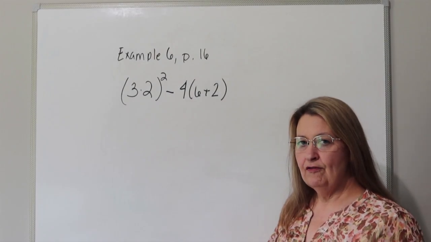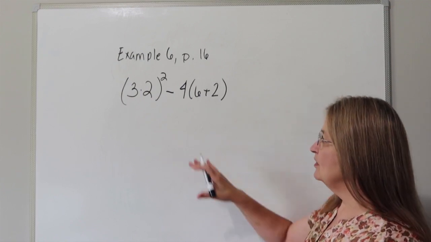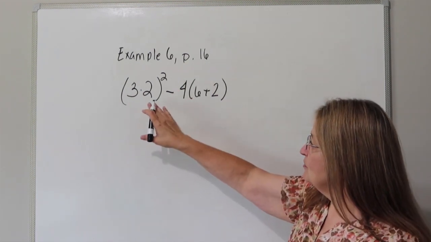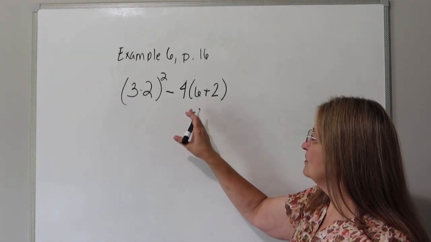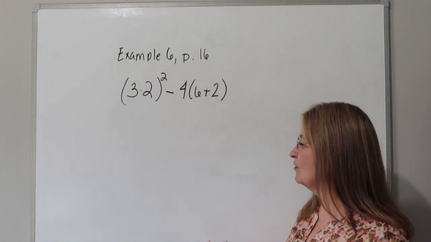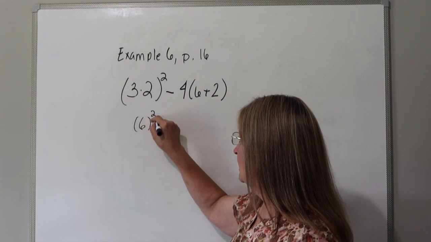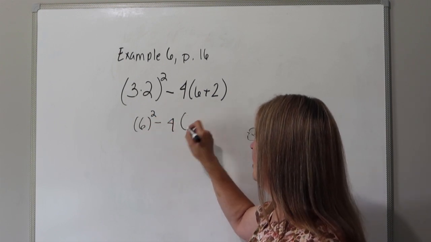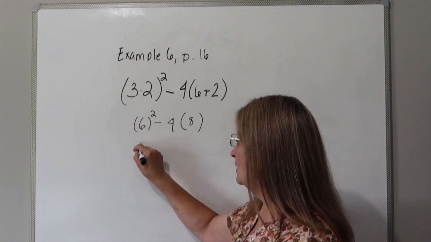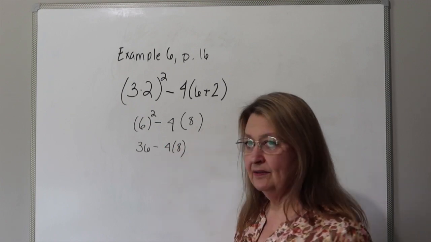Now, I am working from the textbook on openstax.org, and there's a link in the description of that. These are the example problems on page 16. We have 3 times 2 squared minus 4 parentheses 6 plus 2. So according to our order of operations, let's do our grouping symbols first. So 3 times 2 is going to be 6 minus 4. Alright, 6 plus 2 is 8. Now let's do our exponent. So we have 36 minus 4 times 8.